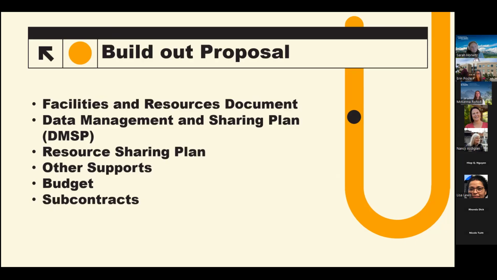So that's somewhere you can reach out to us and we can help you with that template. And then sometimes confused with the DMSP is the resource sharing plan, and that is not always required. So that will be specifically mentioned in the funding opportunity, if it is required. And that's going to be for any sharing that's not data resources. So maybe software sharing is an example.